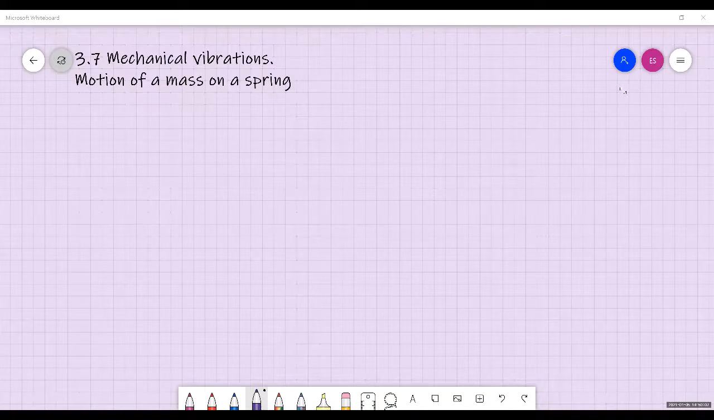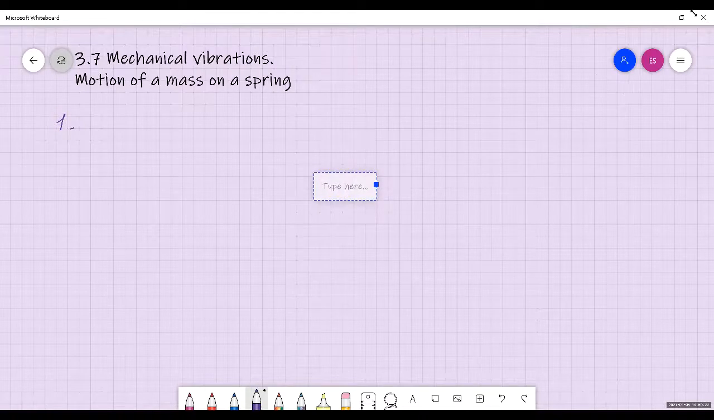So we are going to start doing 3.7, mechanical vibrations, and we are going to do motion of a mass on a spring. So what is going to be considered? Well, first, guys, there are two cases. We are going to start with case one. Case one is undamped free vibrations.